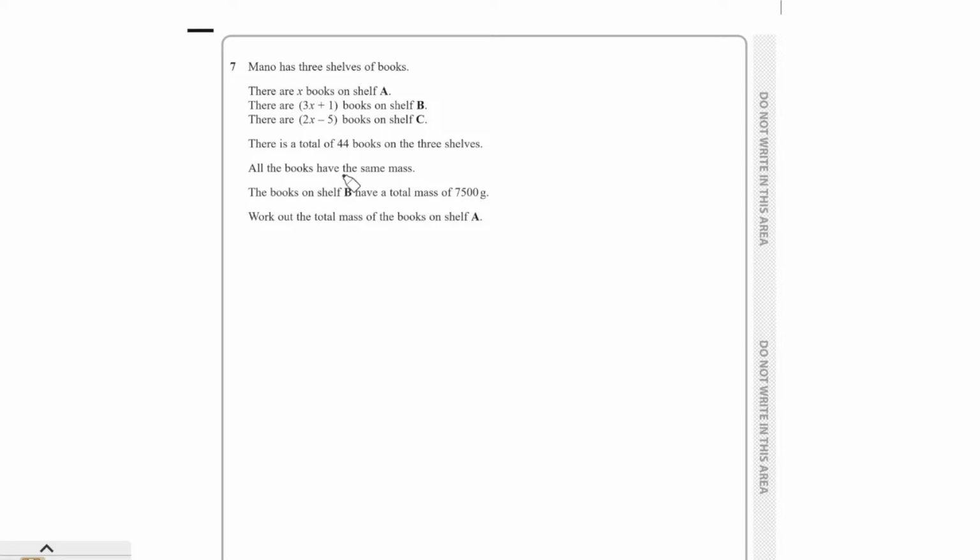So that's telling me I need to work out, first of all, what x is to know how many books I have on each of the shelves. So I can use the information at the top to create an equation. Obviously, the total of the books is 44. So if I add up all of those, x for shelf A, 3x plus 1 for shelf B, and 2x minus 5 for shelf C, that should add up to 44, shouldn't it? You see how that's just an equation now?